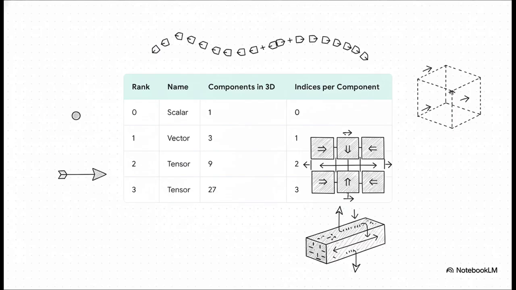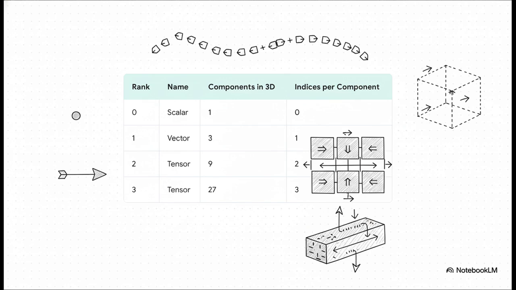A rank 0 tensor, a scalar, is 1 number. A rank 1 tensor, a vector, is a list of 3 numbers in 3D space. So what's a rank 2 tensor? Well, it's a grid of 3 by 3 numbers, 9 components in total. Each component now needs 2 indices to specify it, kind of like a location in a spreadsheet.